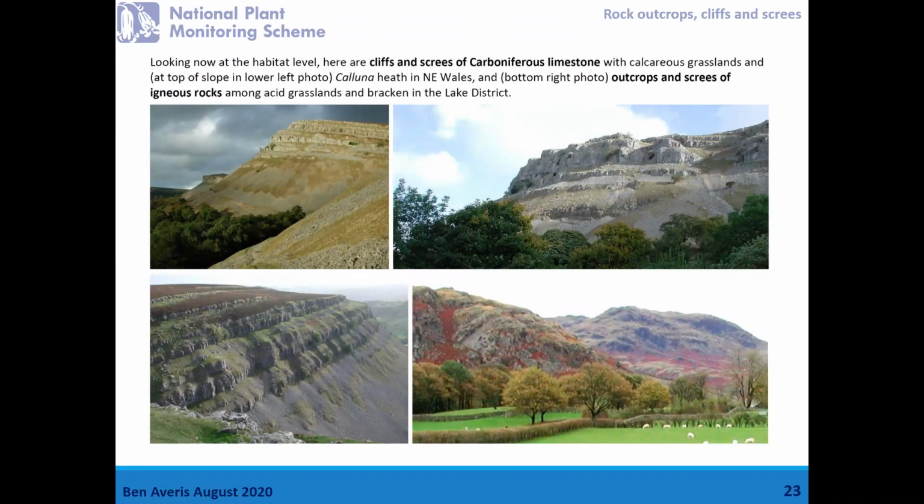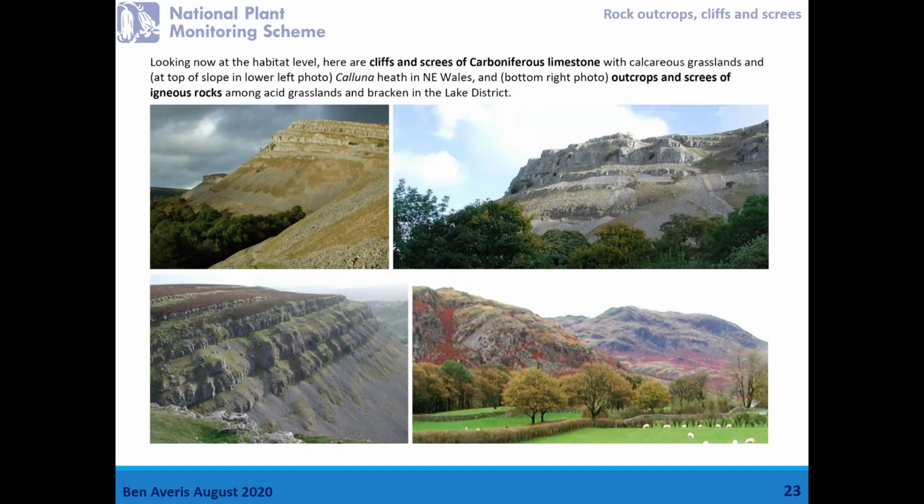We'll whiz rather quickly, I think, through this next set of pictures that are photos of rock habitats at the habitat level, having looked at some individual species. Stepping back, looking more widely. So here are some photos of three Carboniferous limestone habitats. They're often very interesting, these limestone places. And one on the bottom right of more acid rock habitats.